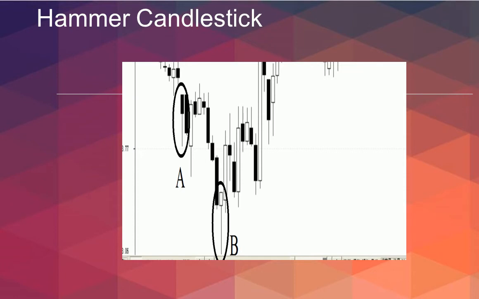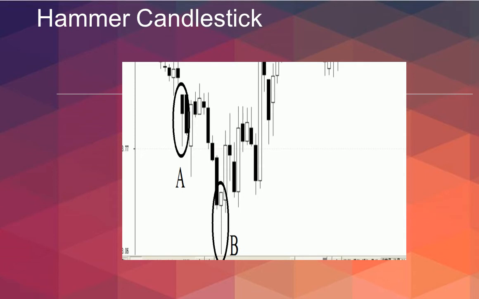Then we can see this one. This is the hammer candlestick. So we can see here, this is the hammer, right? There's no upper shadow, this is the long downward shadow. Then we can see this is the bearish candlestick, the red candlestick, which means here we should sell, okay?